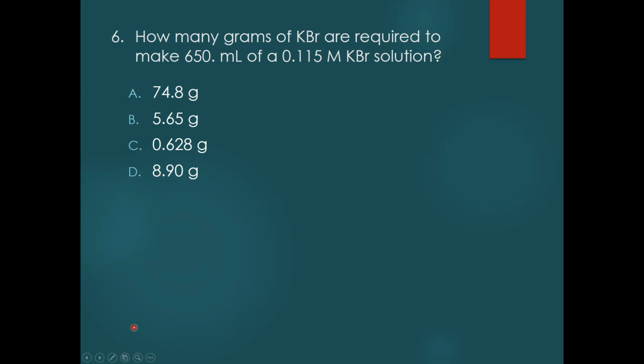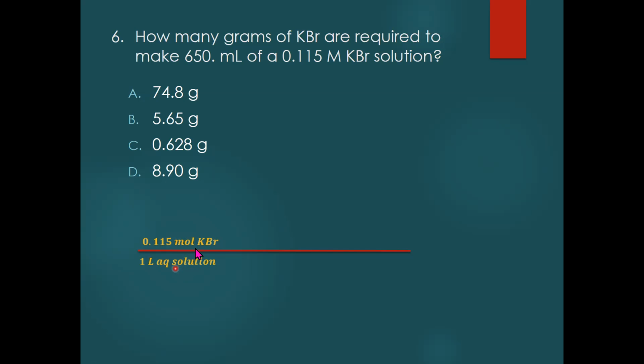So I'm going to start out this problem by taking my molarity, but I'm going to just go ahead and write it as 0.115. Instead of molar, I'm going to write moles per liter. This is the way I can watch my units cancel out. So I've got the 0.115 moles of KBr per 1 liter.